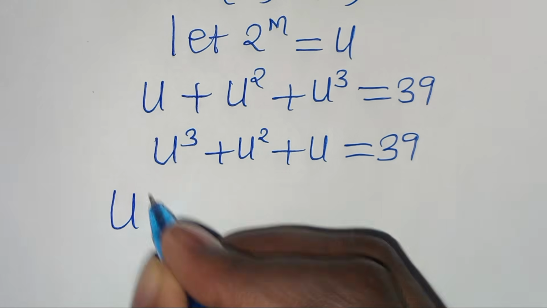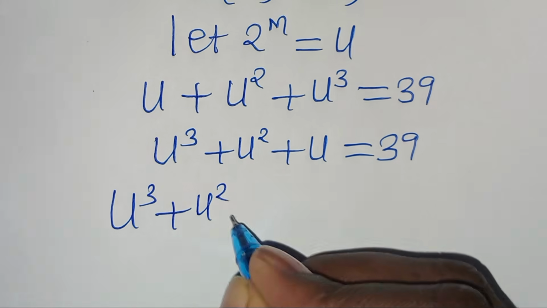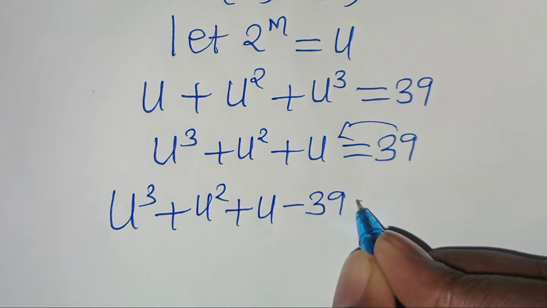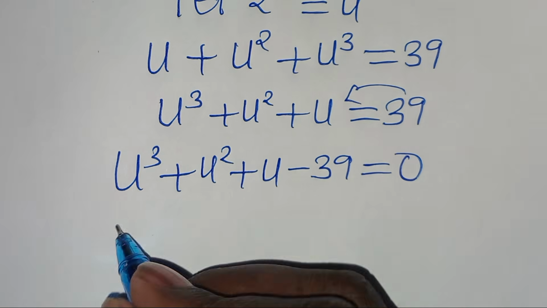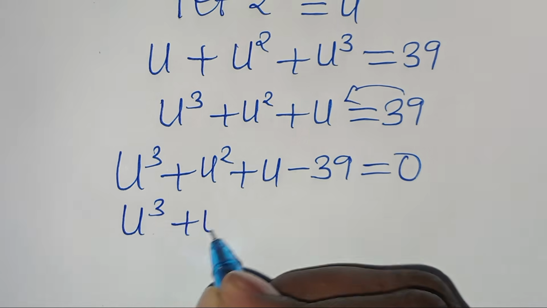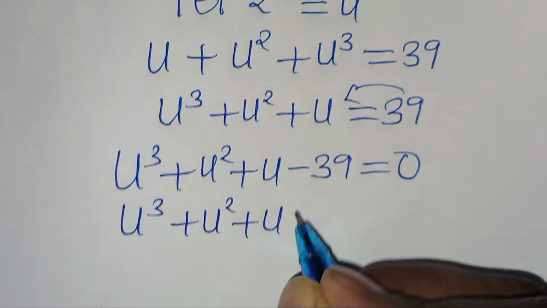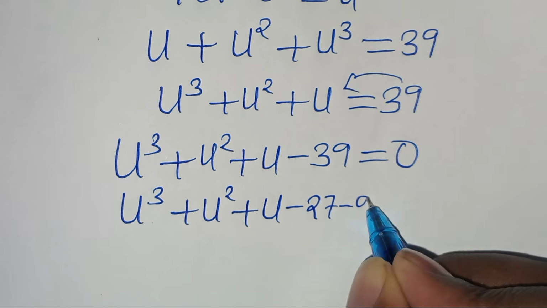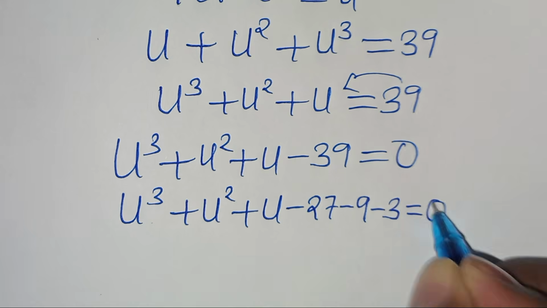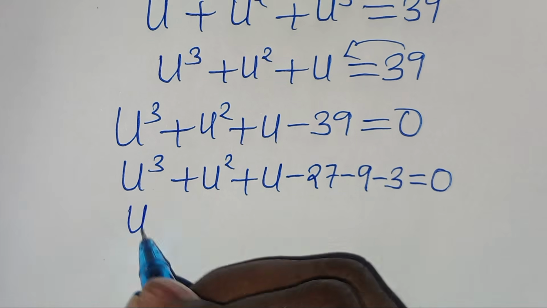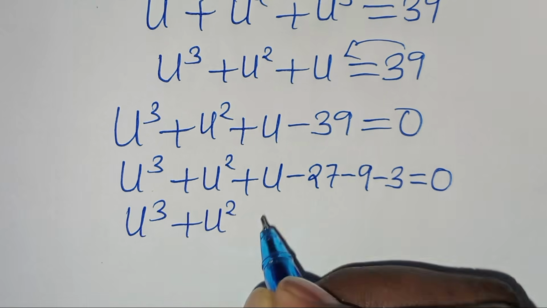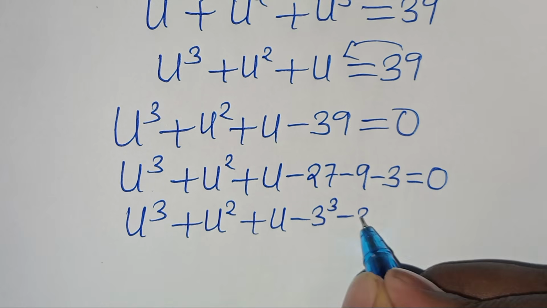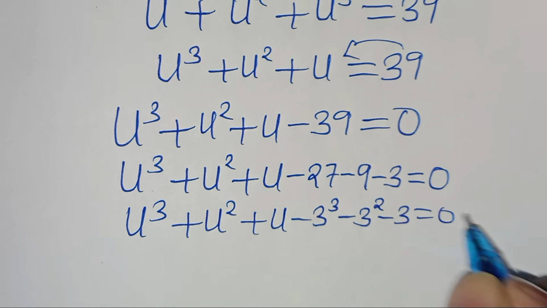So we have u to the power of 3 plus u to the power of 2 plus u. Let's take 39 to the left hand side. So this is minus 39 and this is equal to 0. So this is u to the power of 3 plus u to the power of 2 plus u. Now let's subtract 39. This is the same thing as minus 27 minus 9 minus 3. This is equal to 0. So we have u to the power of 3 plus u to the power of 2 plus u minus 27. This is 3 to the power of 3 minus 9, which is 3 to the power of 2, minus 3. This is equal to 0.